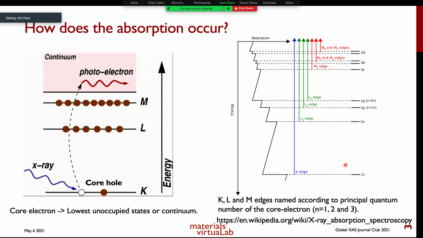So the first slide will introduce how the absorption occurs. Basically, when you have an X-ray, the X-ray will interact with the core electron of the elements, and such an electron will be excited to the lowest unoccupied states or continuum. So when you measure the outgoing X-ray from the sample, you will see a decline in the intensity. The difference is represented by the X-ray absorption. And depending on the principal quantum number of the core electron that takes the energy, we will label the absorption edge as the K edge, L edge, or M edge.